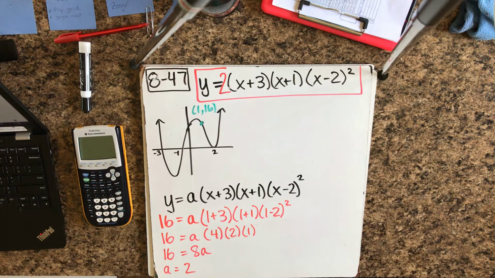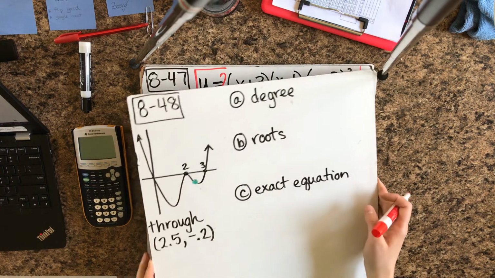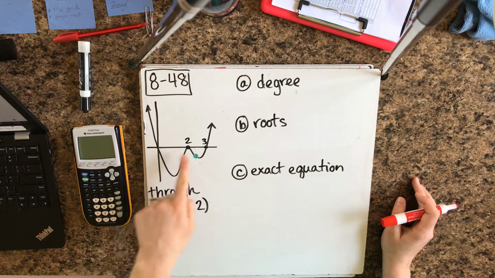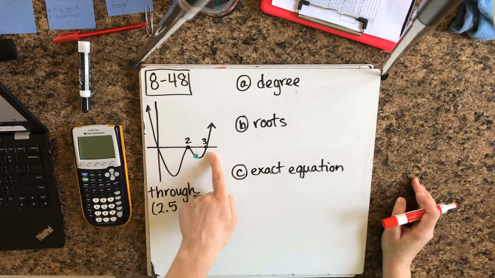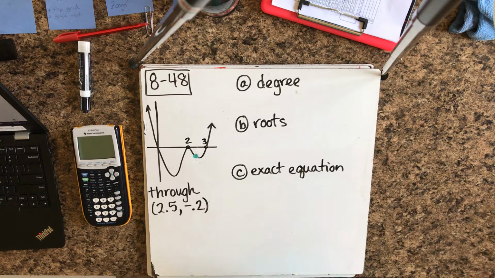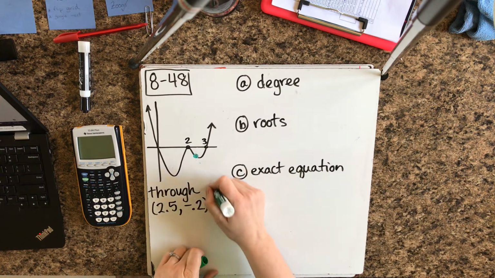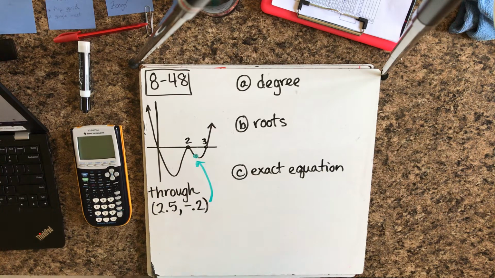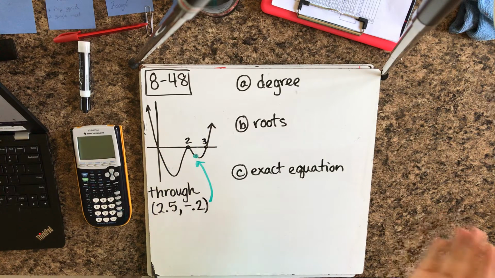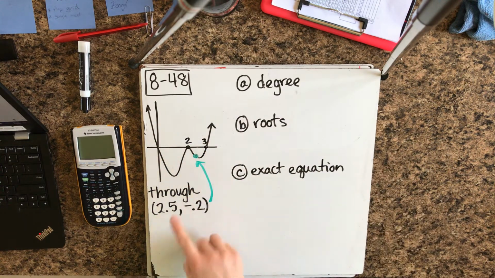Last equation we're going to work on today is 8-48. Again, they give us this W shape. It goes through 0, it bounces at 2, it goes through 3. They also give us the information that this graph goes through (2.5, negative 0.2). Now in the book they're talking about the fact that this is a roller coaster and that the x-intercepts and the x values are talking about hundreds of feet, so this really represents 200 and 300. For our purposes, I'm just going to stick with 2, 3, 2.5, and negative 0.2.